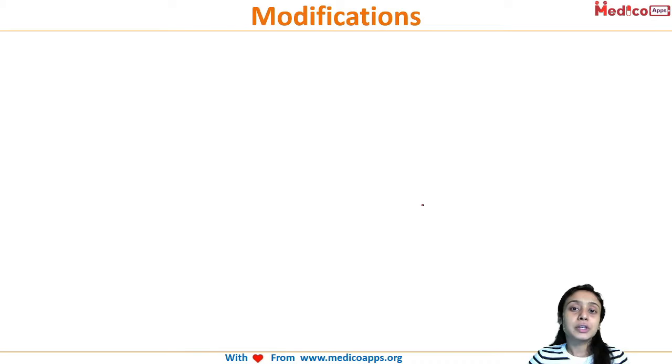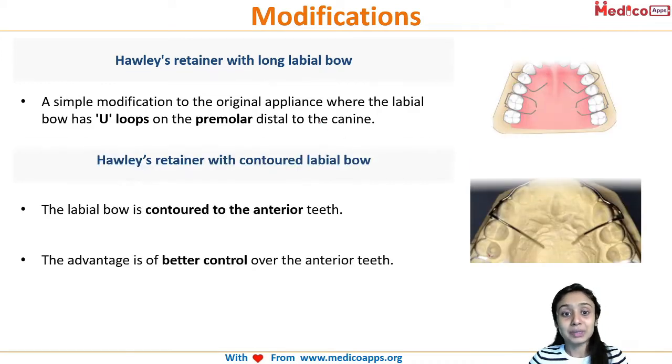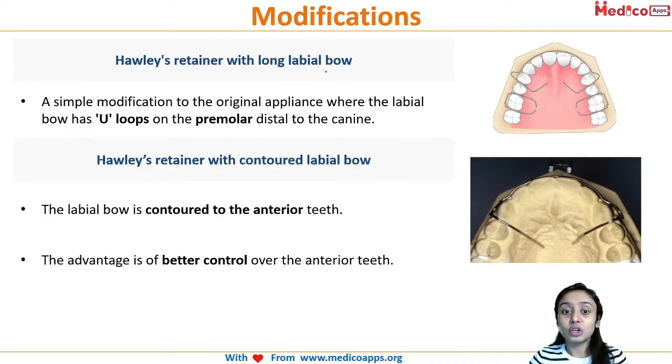So what are the modifications of a Hawley's appliance? Ideally our Hawley's appliance is made with a short labial bow. That is, the distal end of your U-loop will come between your canine and your premolar. But sometimes it can also be made with a long labial bow. That is, the distal end of your U-loop will come between your first and your second premolar.